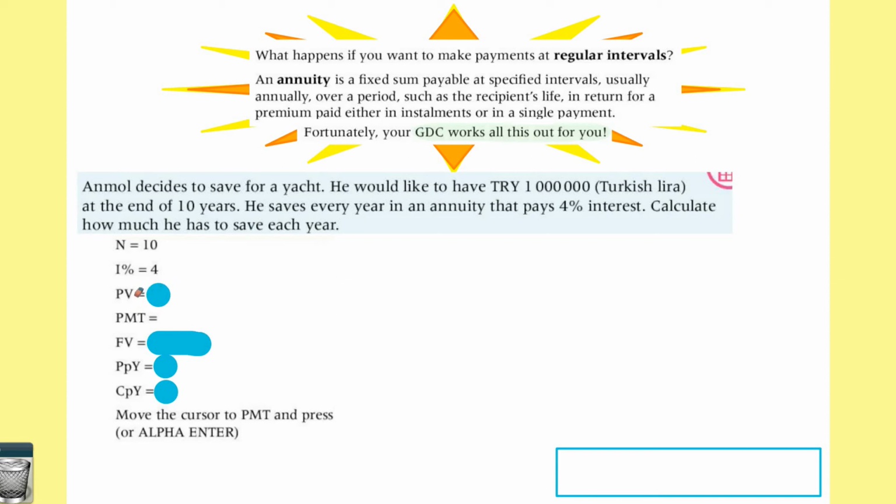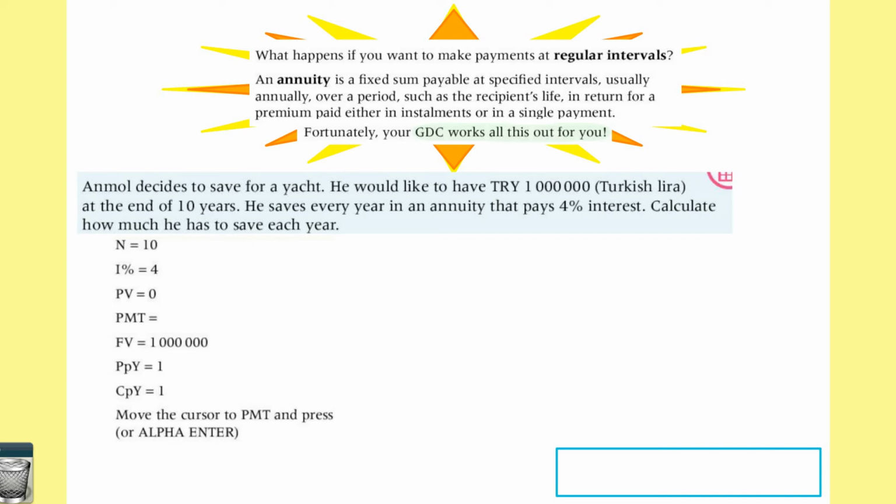Okay, so our PV is 0, right? We're not putting anything in. Our future value is 1,000,000 because that's what we want to have at the end. All right. PPY, we'll get to that. And then CPY, compound per year.